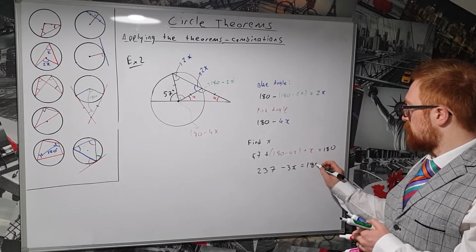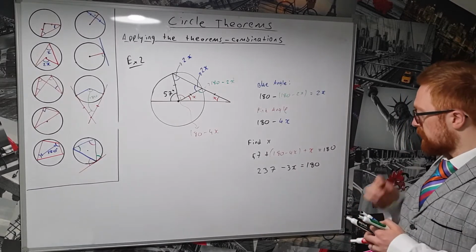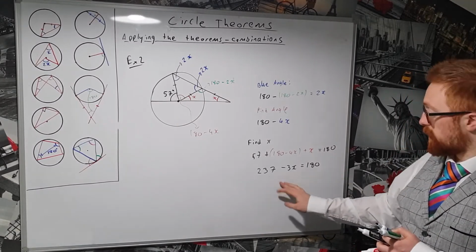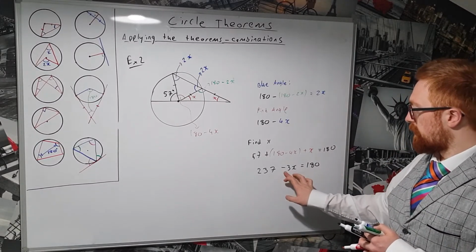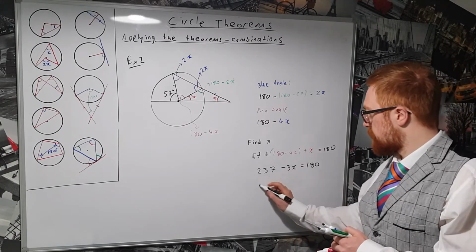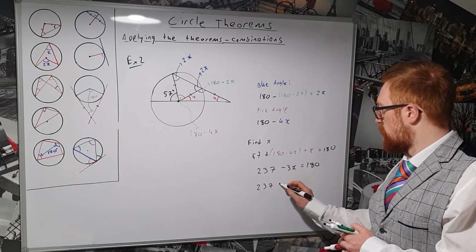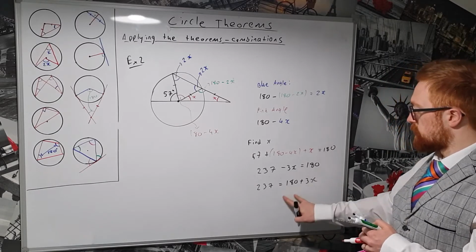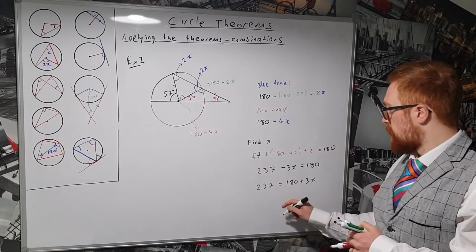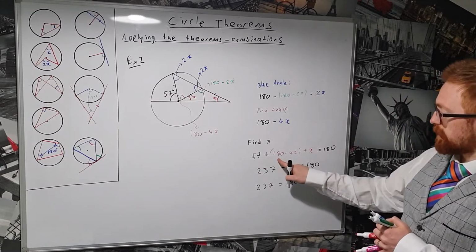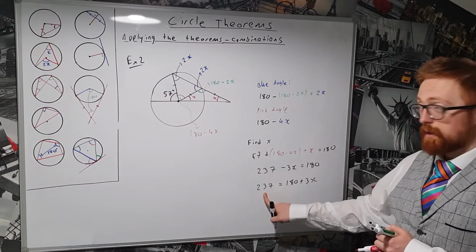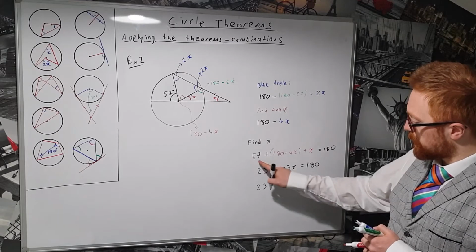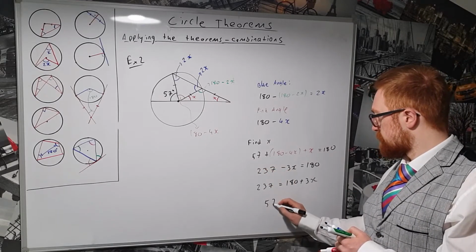And that's equal to 180. Okay, this is an equation we should know how to solve now. If I add 3x to both sides, I get 237 equals 180 plus 3x. Let's now subtract the 180. I know from before that 57 plus 180 is 237, so if I take the 180 away, I get 57.